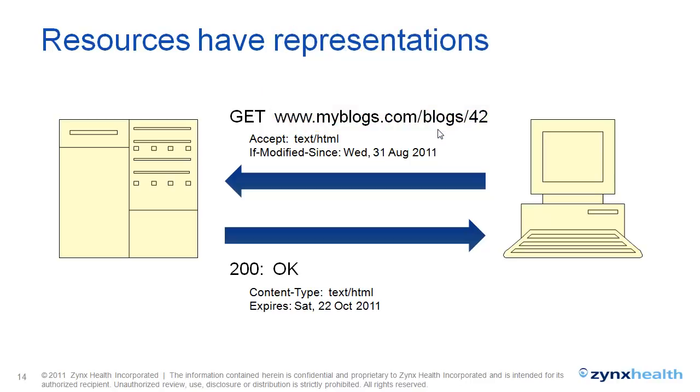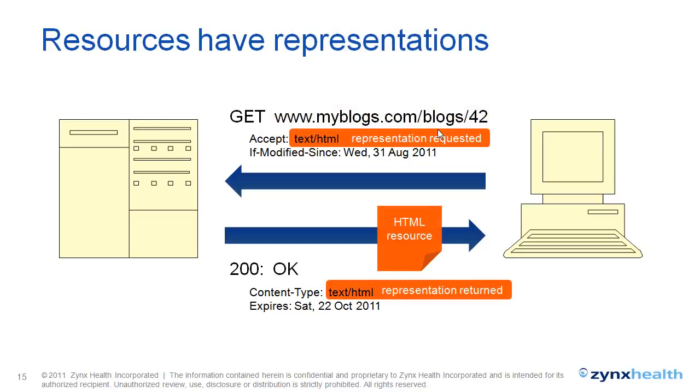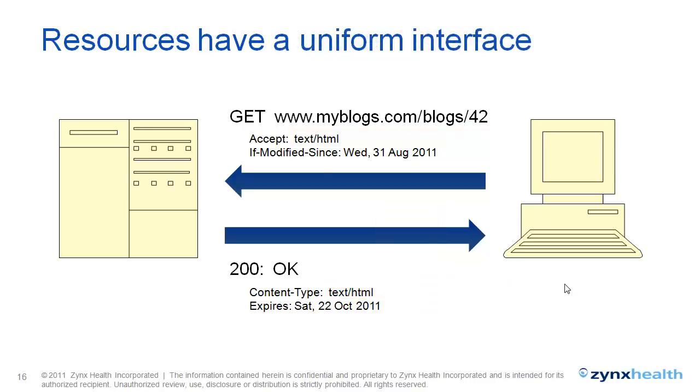Another thing resources have is a representation. In this case, the client is requesting an HTML representation for the resource that it wants, and the server willingly supplies it. And this information happens to travel also in the headers, although, as again we'll later see, there are other ways of specifying the representations that you want.